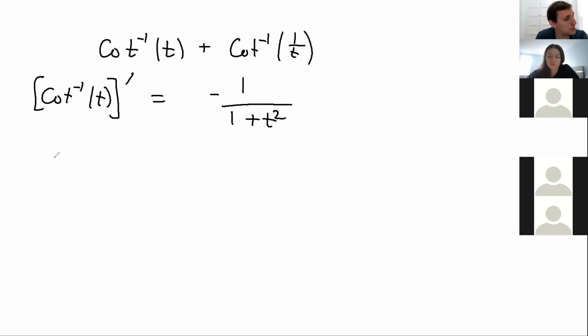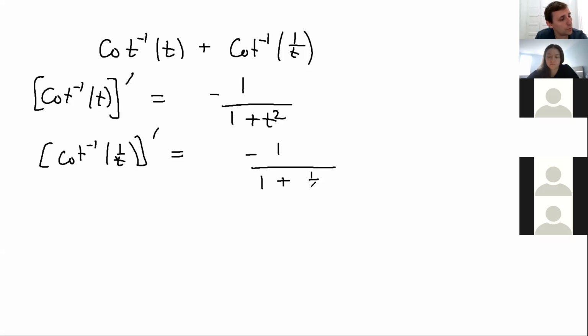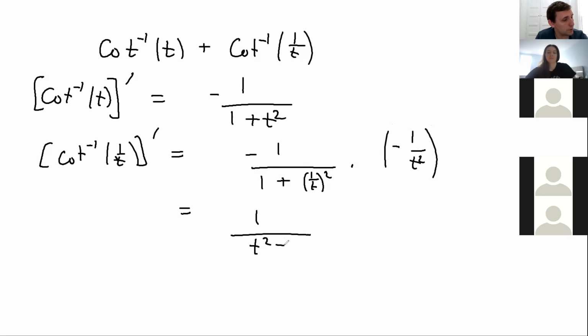Now, what is the derivative of cotangent inverse of 1 over t? You would get minus 1 over 1 plus 1 over t squared, multiplied by minus 1 over t squared. Do you agree? Because the derivative of 1 over t is minus 1 over t squared. So when you multiply the minuses, they go out. And what do you get? You get 1 over, multiplying t squared through, 1 over t squared plus 1.